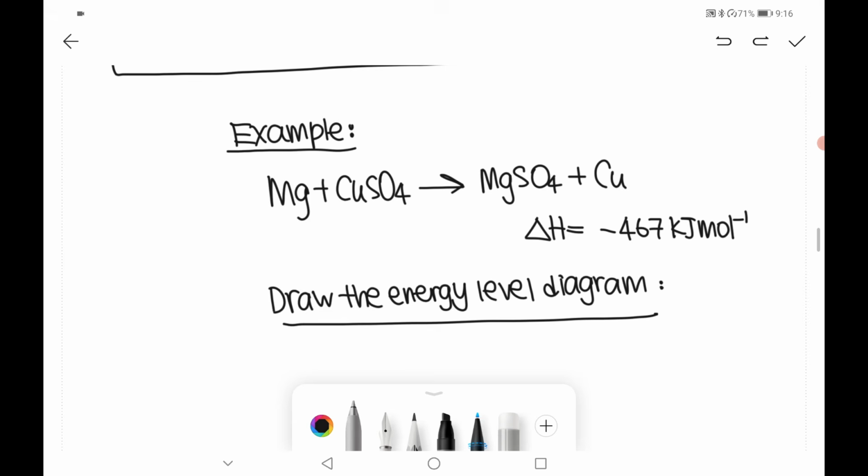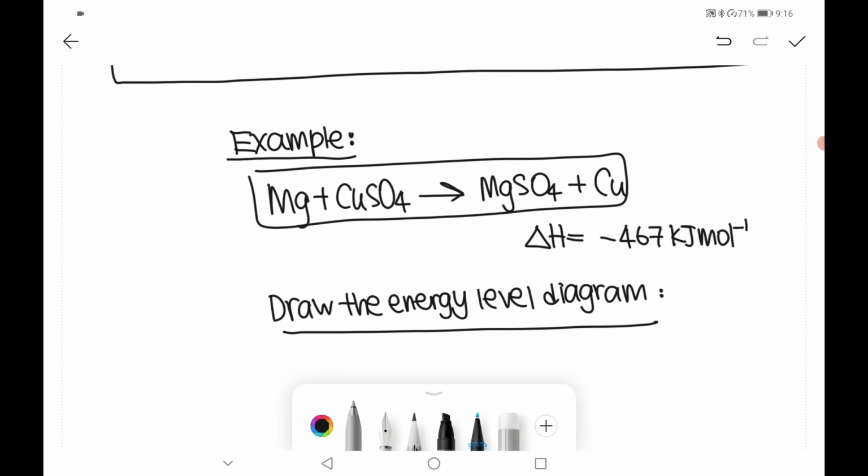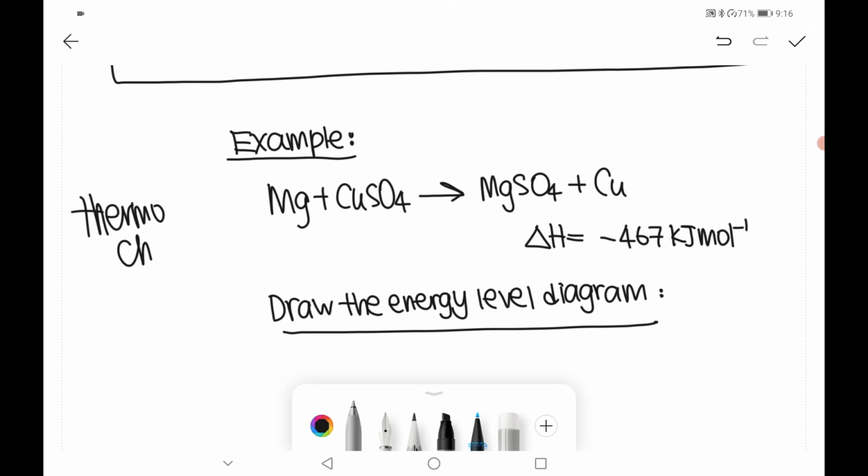Now you are given a chemical equation, and this chemical equation comes together with delta H. So this is a thermochemical equation. The question wants us to draw the energy level diagram. What is an energy level diagram? Staircase. So we need to draw the staircase.